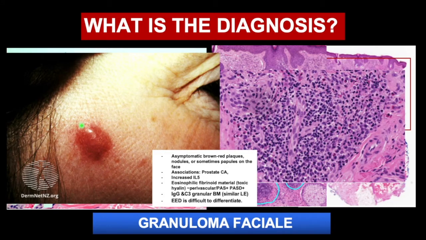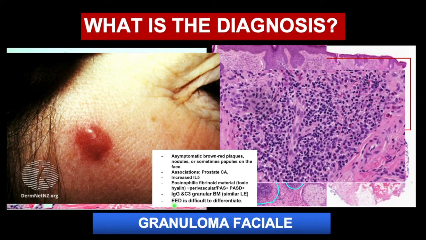And in male patients, they are associated with prostate carcinoma. There is an increase in IL-5 in the body. And usually around the vessel, if you stain for PAS or PASD, the eosinophilic fibrinoid material will stain by PAS, and we call this toxic hyaline because of this PAS staining around the vessels. IgG and C3 are usually granular in the basement membrane, similar to lupus erythematosus.